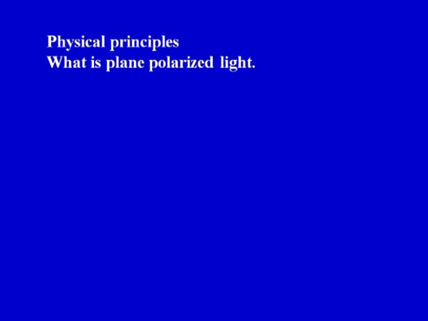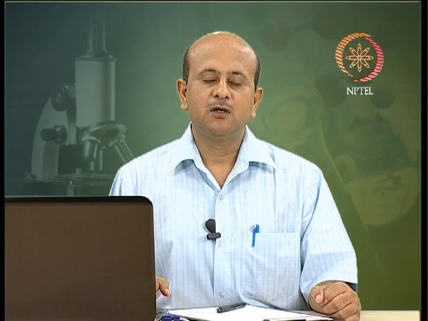Now, let us start. Like we said, CD is the differential absorption of right and left circularly polarized light. Let us talk a little bit about polarized light. First, what is plane polarized light? Light can be separated into two forms of plane polarized light, parallel and perpendicular polarized light. When we consider plane polarized light, the plane of the electric vector is taken.